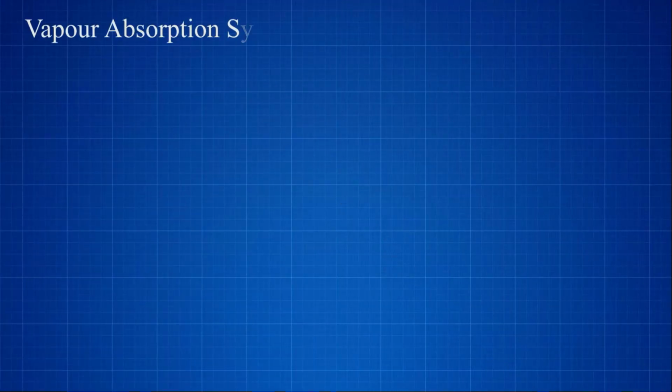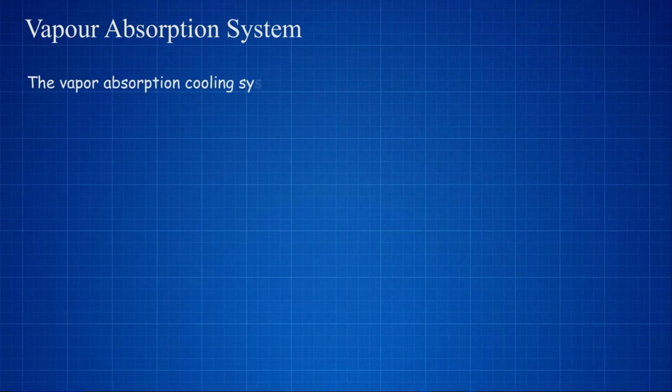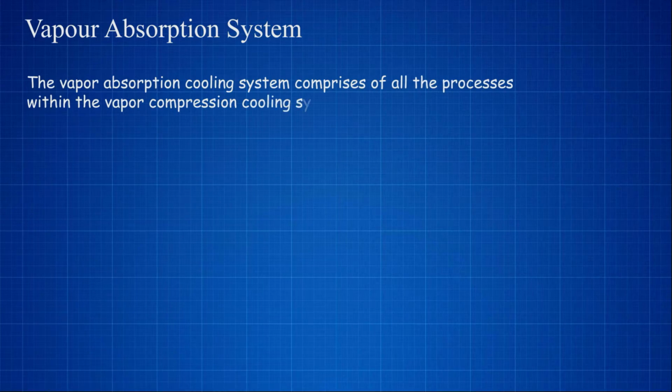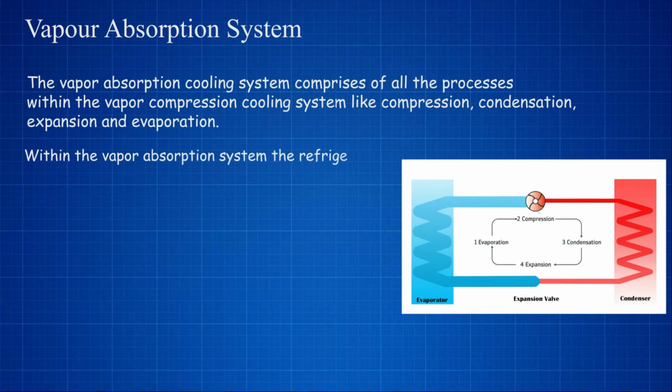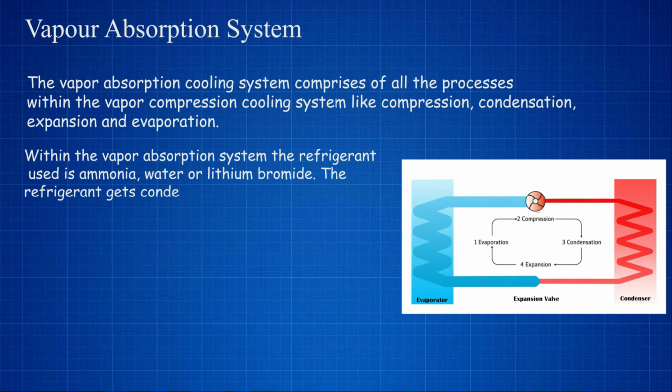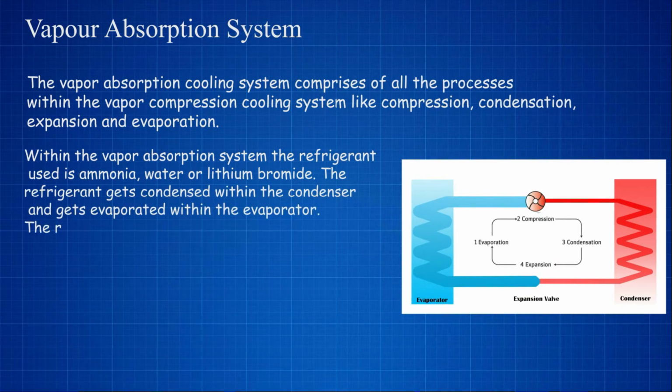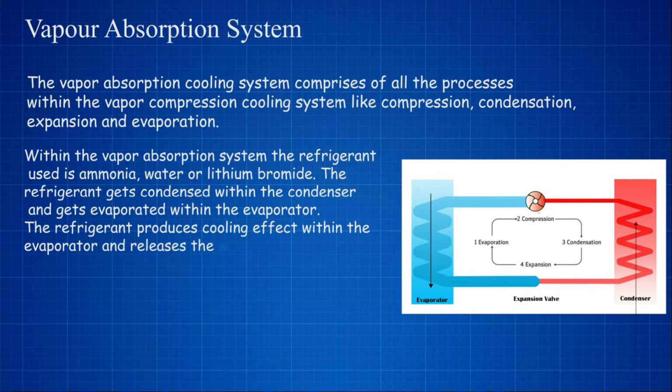Vapor absorption system. The vapor absorption cooling system comprises all the processes within the vapor compression cooling system like compression, condensation, expansion, and evaporation. Within the vapor absorption system, the refrigerant used is ammonia, water, or lithium bromide. The refrigerant gets condensed within the condenser and gets evaporated within the evaporator. The refrigerant produces a cooling effect within the evaporator and releases warmth to the atmosphere via the condenser.